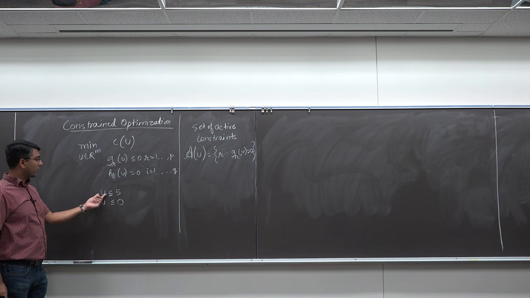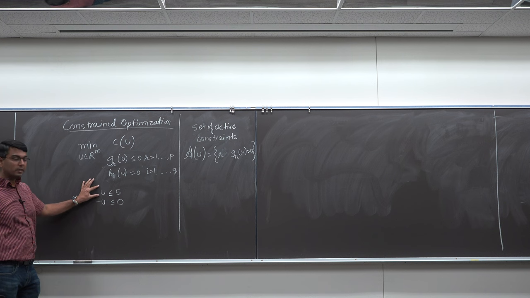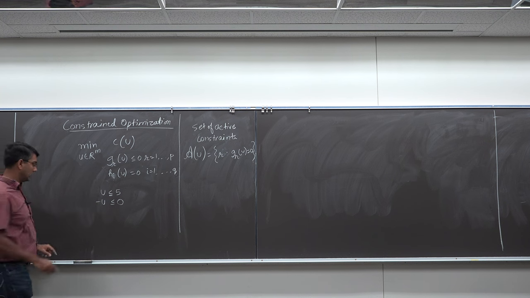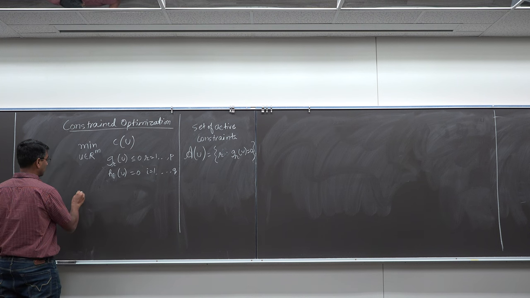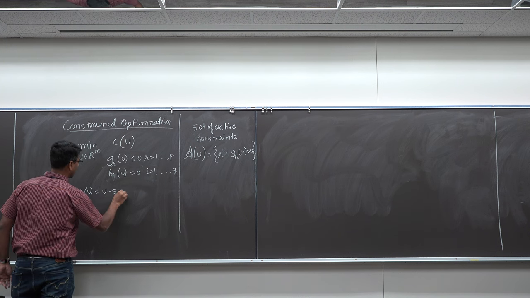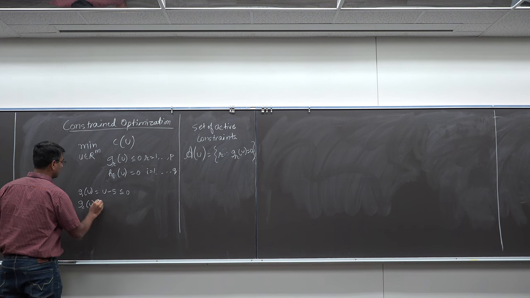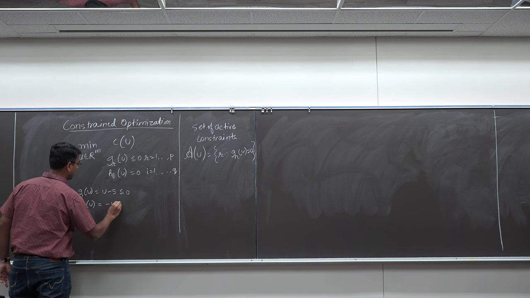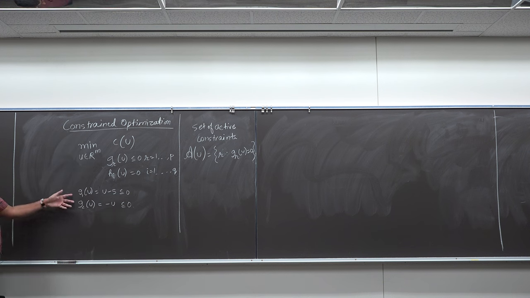When u equals 5, what is the set of active constraints? Only this one. This is the only active constraint because u is equal to 5. Actually, I should write g1 of u equals u minus 5 less than or equal to 0, and g2 of u equals minus u, which is less than or equal to 0. So I have two constraints here.